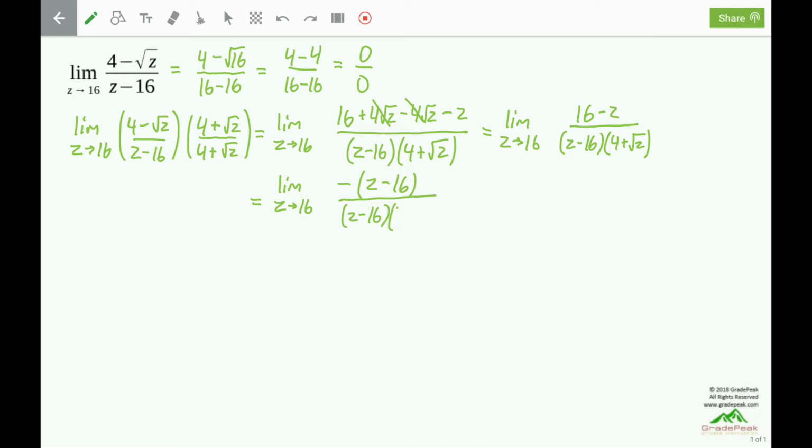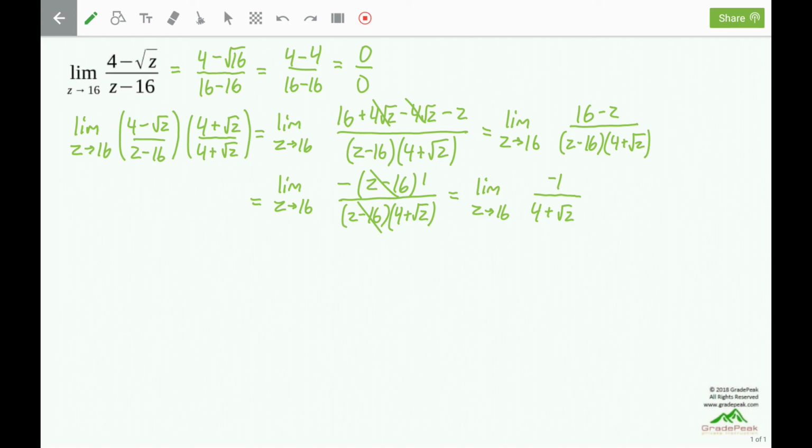And at this point, we can now cancel out the z minus 16 in the numerator and denominator. That is what is making 0 over 0. So we will cancel those out, leaving us with a 1 in the numerator with that negative. So we have the limit as z goes to 16 of negative 1 over 4 plus the root of z.